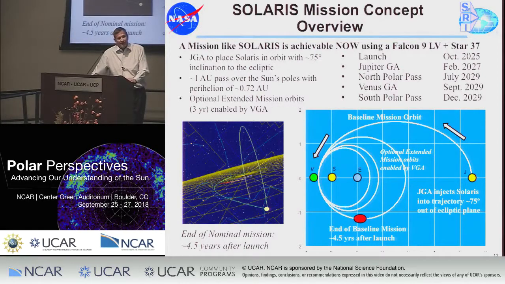So you get your first polar pass in, well, if we launch in, say, October of 2025, the launch window going to Jupiter is about every 13 months. So you could launch it in October 25 or in November 26, and so on, depending upon when your opportunity occurred. But if we launched in October 2025, we'd be over one of the poles in the early part of 2029, which is actually the same time that Solar Orbiter is going to be at its 30 degrees highest latitude.